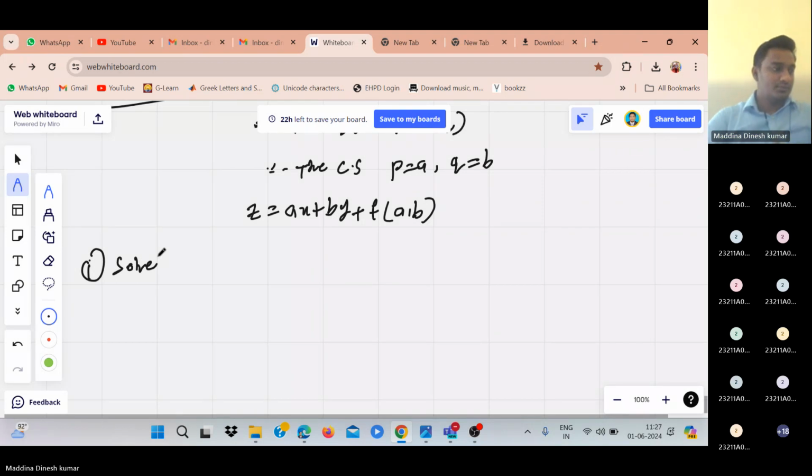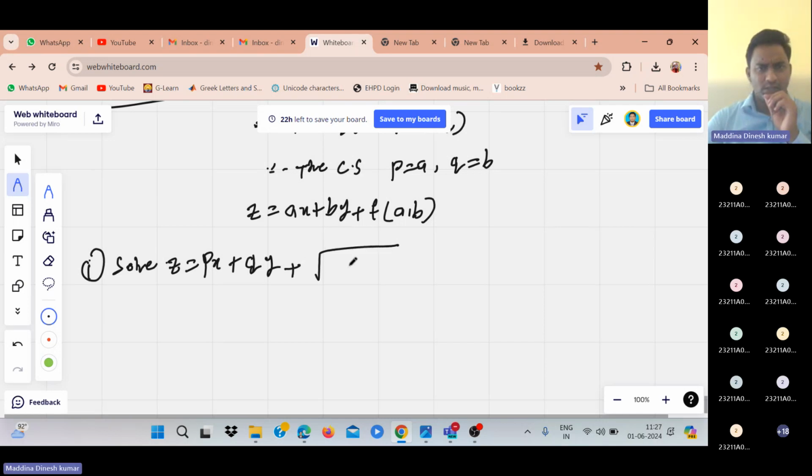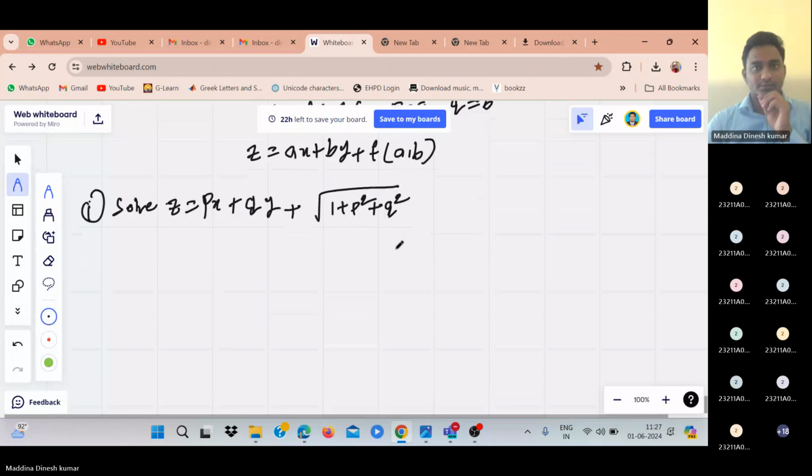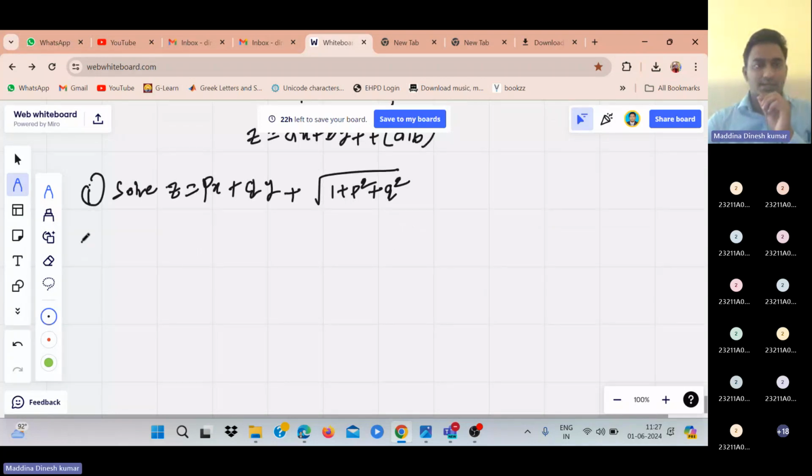Z equal to Px plus Qy plus square root of 1 plus P square plus Q square. You may consider it as equation number 1.